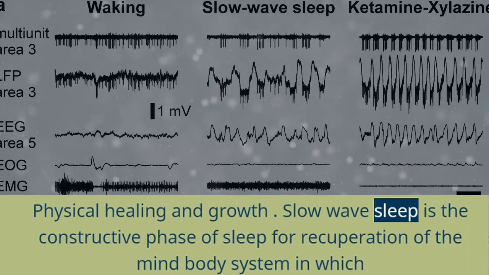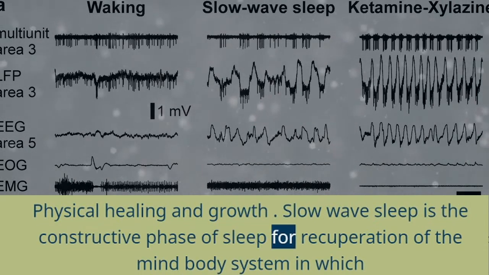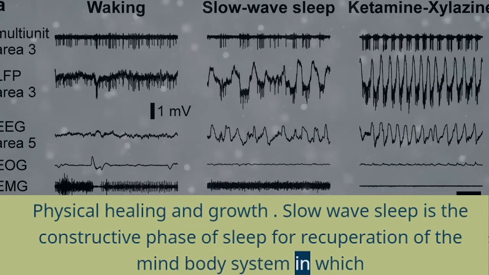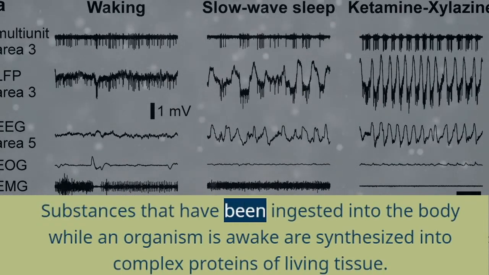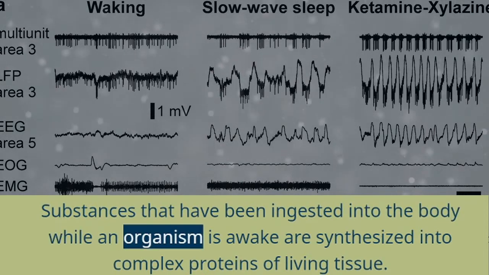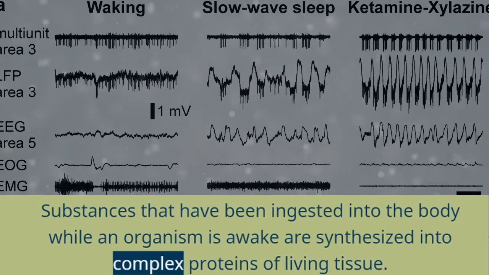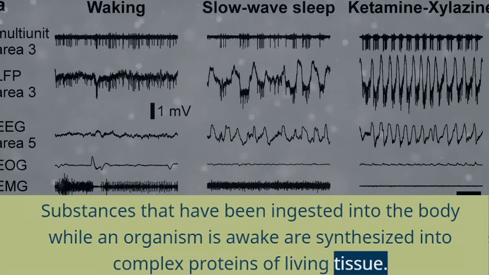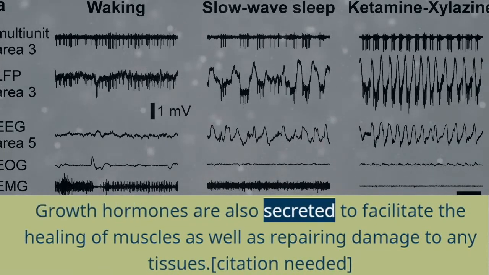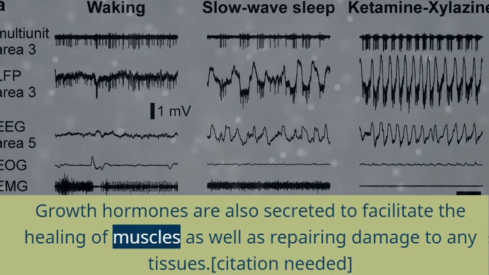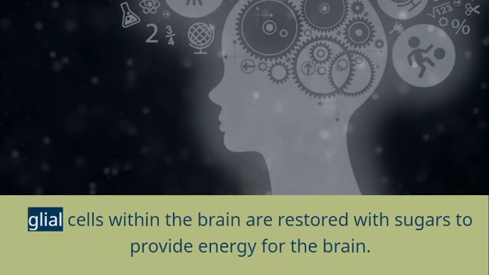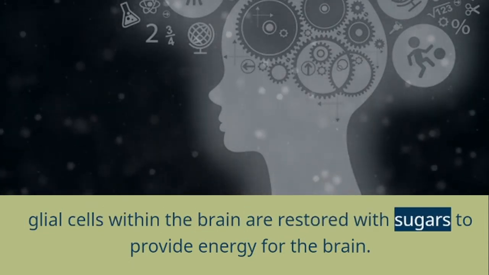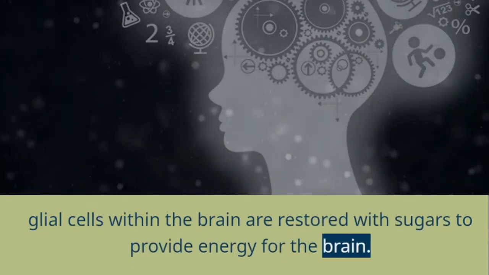Slow wave sleep is the constructive phase of sleep for recuperation of the mind-body system, in which it rebuilds itself after each day. Substances that have been ingested into the body while an organism is awake are synthesized into complex proteins of living tissue. Growth hormones are also secreted to facilitate the healing of muscles as well as repairing damage to any tissues. Lastly, glial cells within the brain are restored with sugars to provide energy for the brain.